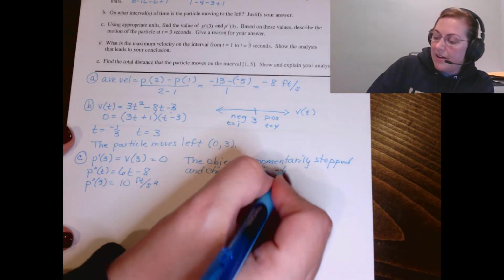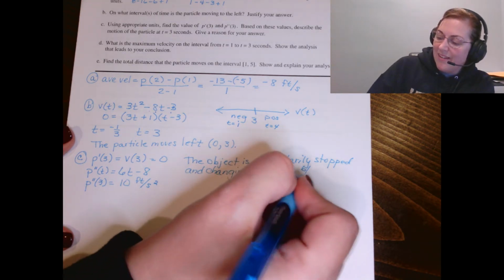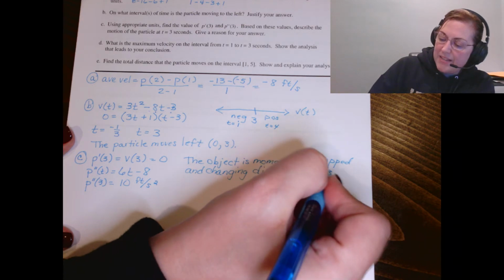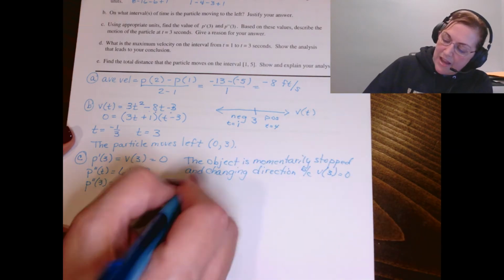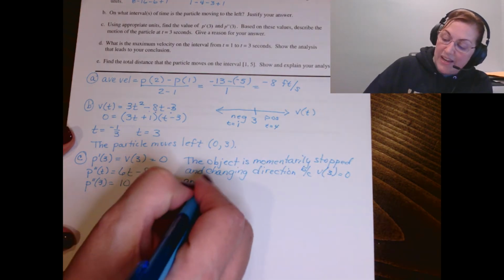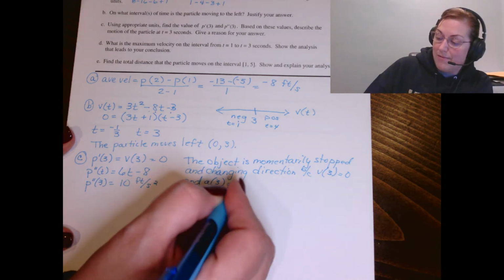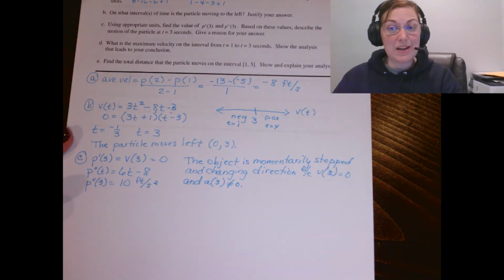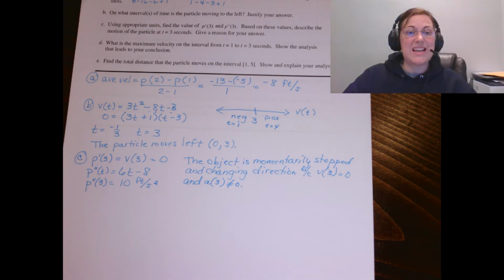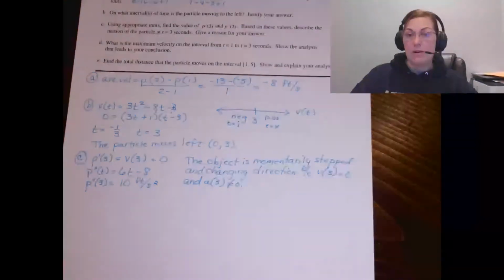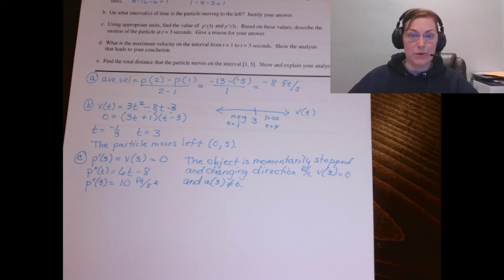And that is because V of 3 is 0 and A of 3 is not 0. If A of 3 had been 0, we would not be able to say this. All right, now D, what is the maximum velocity on this interval?